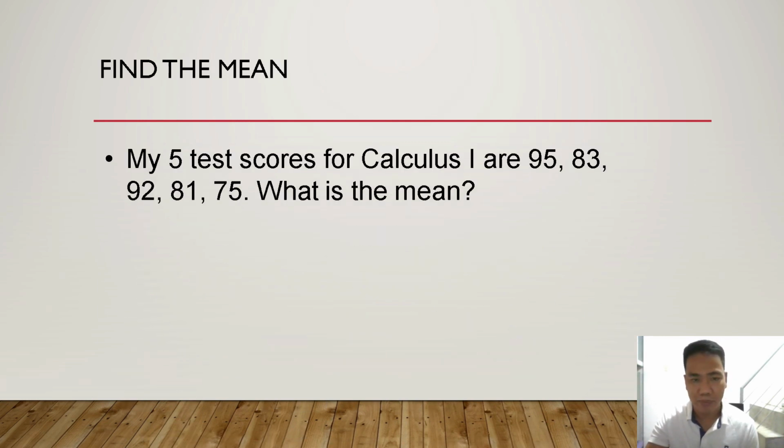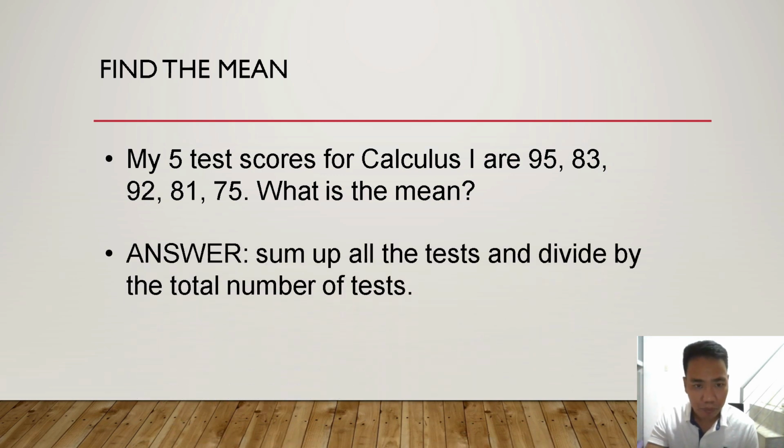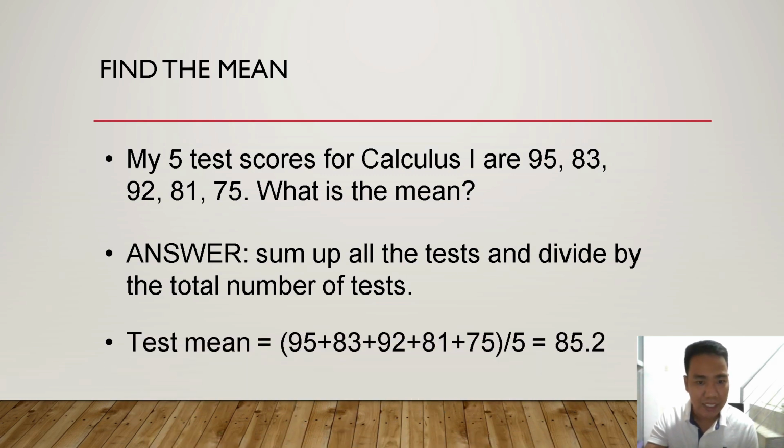I have here an example. My test scores for Calculus 1 are 95, 83, 92, 81, and 75. Those are my 5 test scores for Calculus 1. So what is the mean? In order to get the mean, you will sum up all the tests and divide by the total number of tests. So you add 95 plus 83 plus 92 plus 81 plus 75, divided by 5. I will get a mean score of 85.2. That is the mean of my Calculus 1 scores.